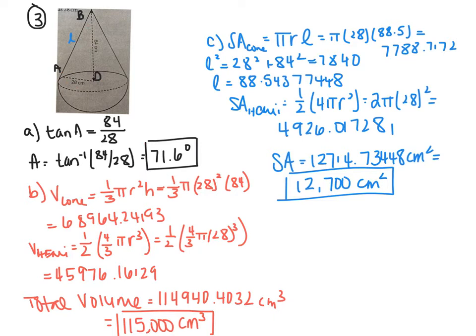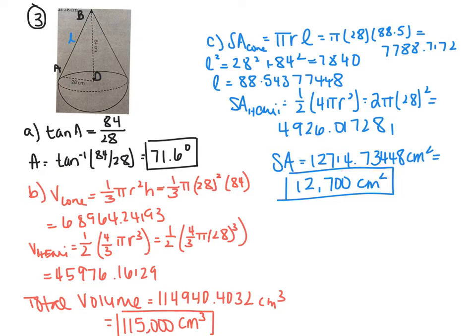Part B wants us to find the total volume of this shape. So I found the volume of the cone and then the volume of the hemisphere and added them together. Volume of a cone is 1/3 pi r squared h, where r is the 28 and h is the 84. So you end up with this value right here. And then the hemisphere is half of a sphere. The volume of a sphere is 4/3 pi r cubed, so then I just divided that by 2, where r is 28. So then you get the total volume to three significant figures is 115,000 centimeters cubed.